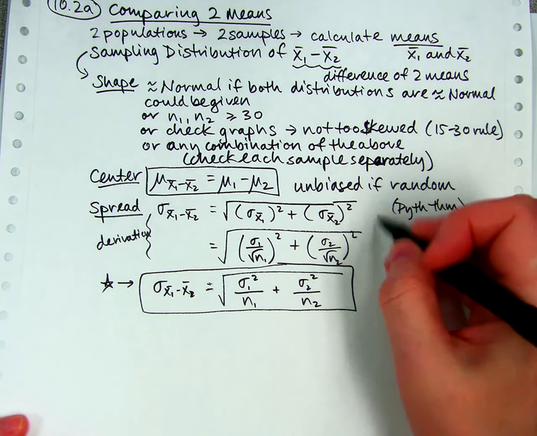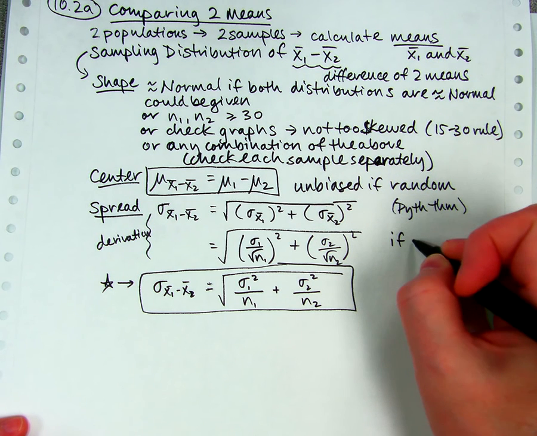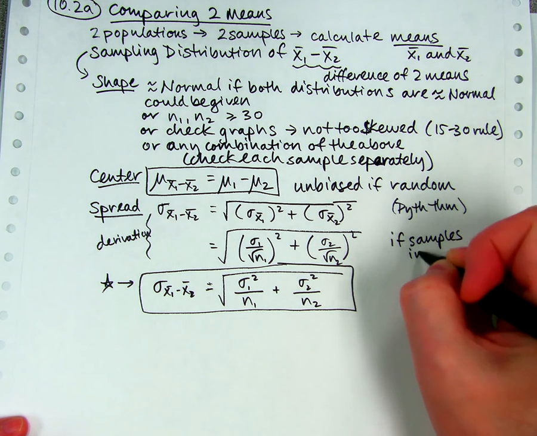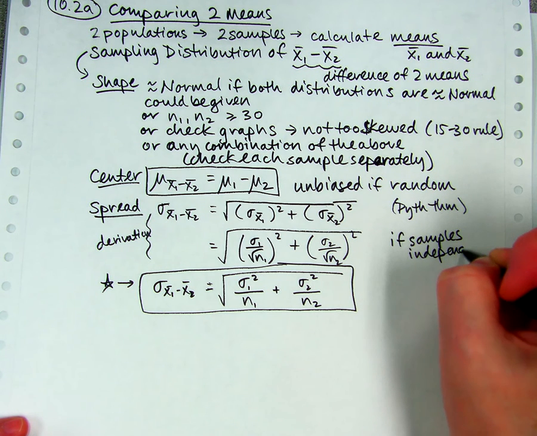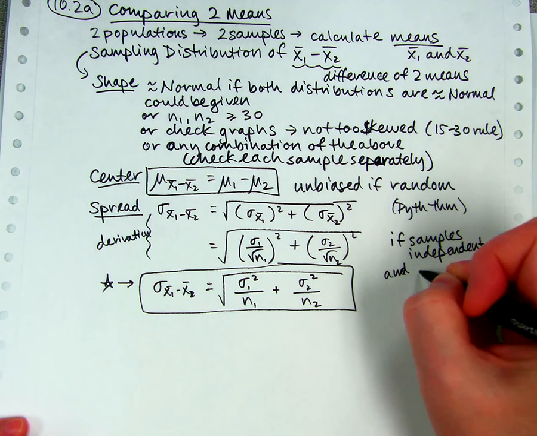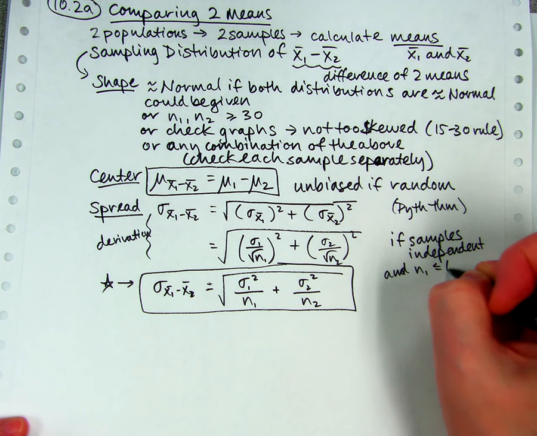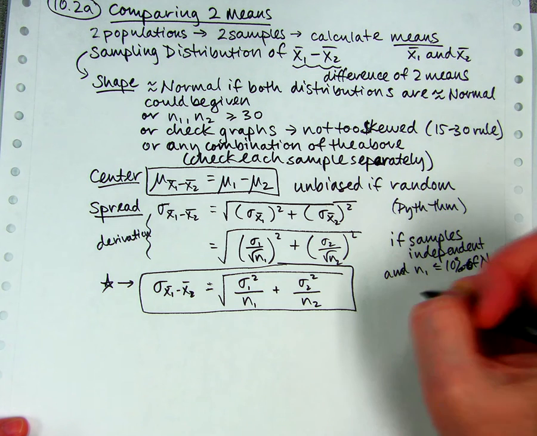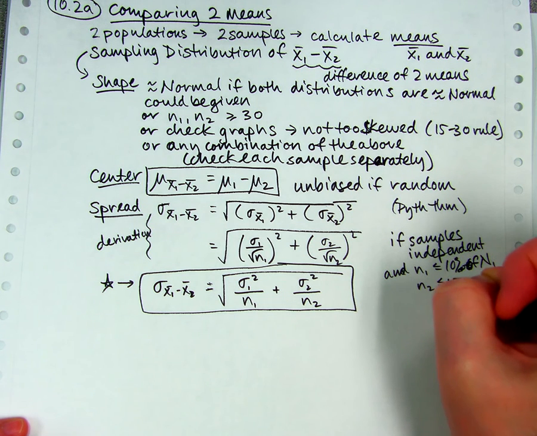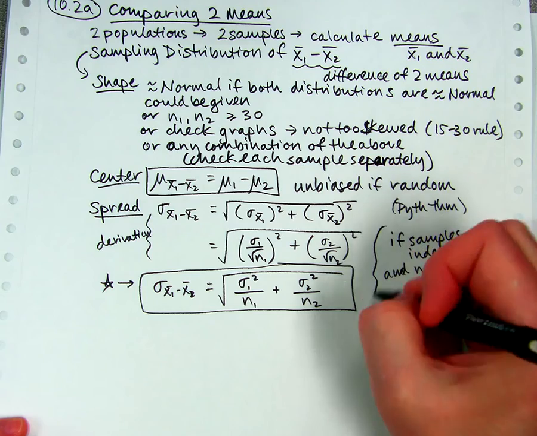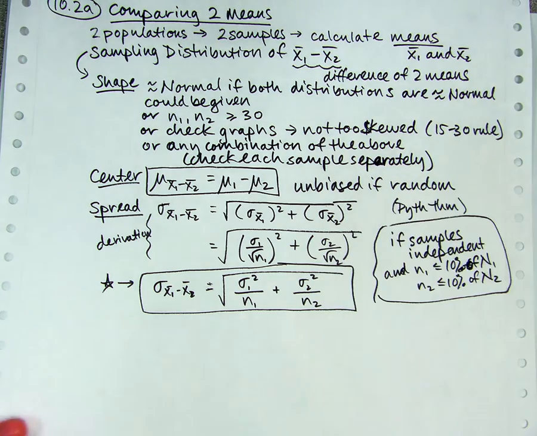And all of this is true if the samples are independent of each other, and also if the 10% rule is met for both samples. So n1 is less than 10% of its population, and the second sample is less than 10% of its population. So all of this is true if this is true.